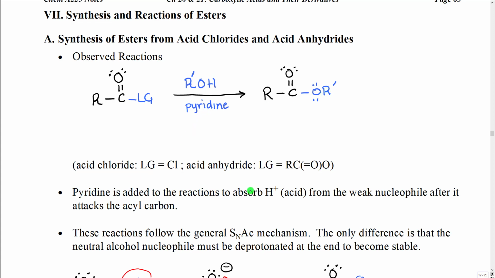We use pyridine as a base in this reaction to absorb hydrogen plus or remove hydrogen plus from the weak nucleophile after it reacts. We could use other bases. However, one of the advantages of pyridine is that it is not capable of forming a stable derivative in the event that it were to react in place of the alcohol as a nucleophile.